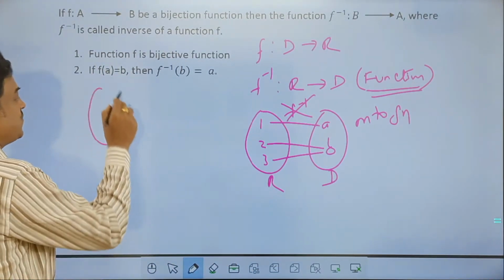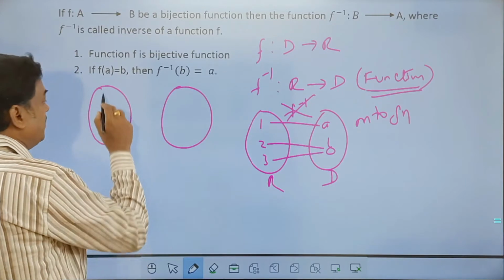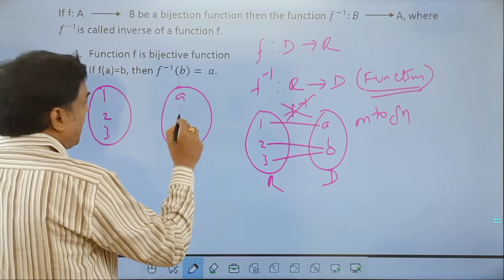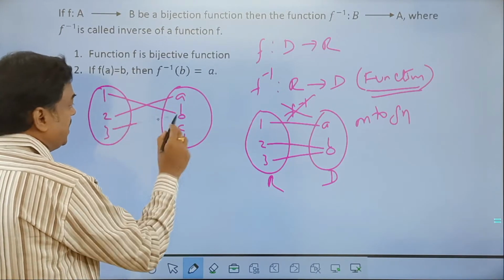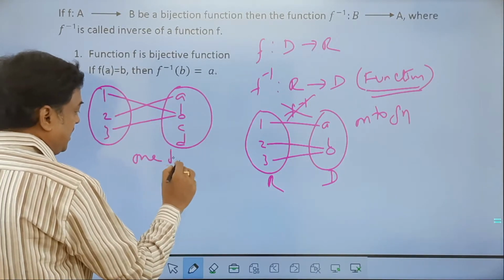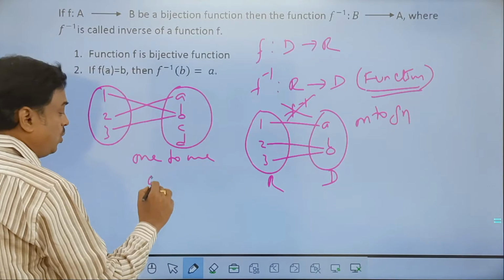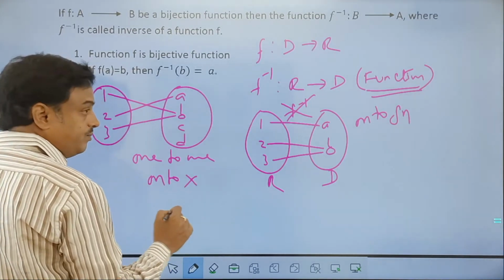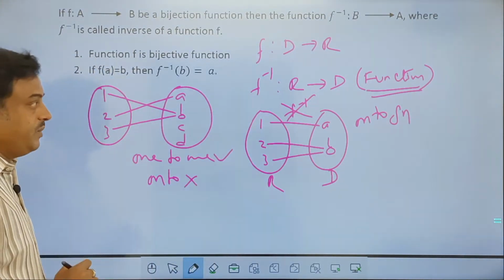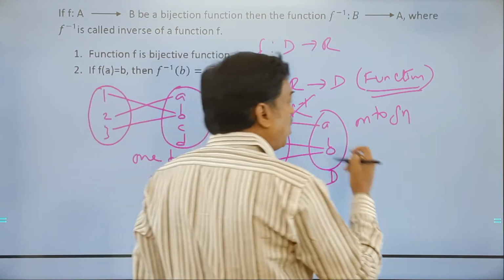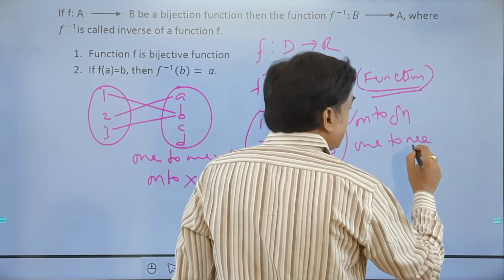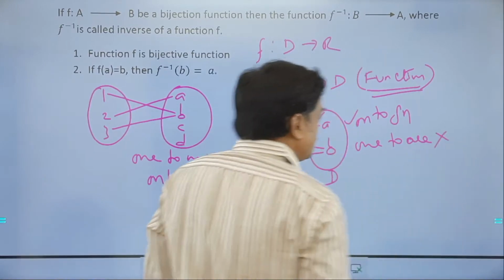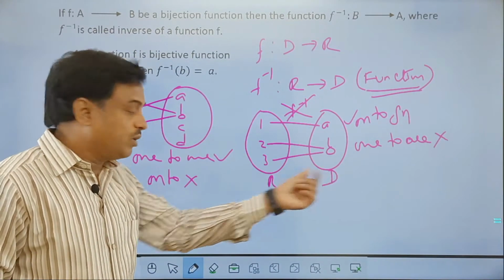Now when will we have an inverse function? Most important thing here: 1, 2, 3, here I have A, B, C, D for example. Now here I have a mapping. Is it 1 to 1? Yes, it is 1 to 1. Is it onto? No, it is not onto. This is 1 to 1 but not onto. Now earlier this is an onto function but not a 1 to 1 function. Correct? It is not a 1 to 1 function. So what happened? Inverse function was not possible.